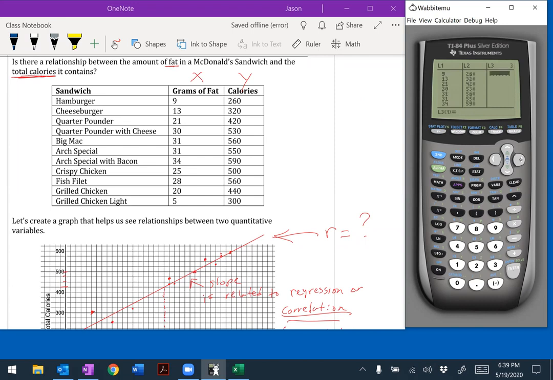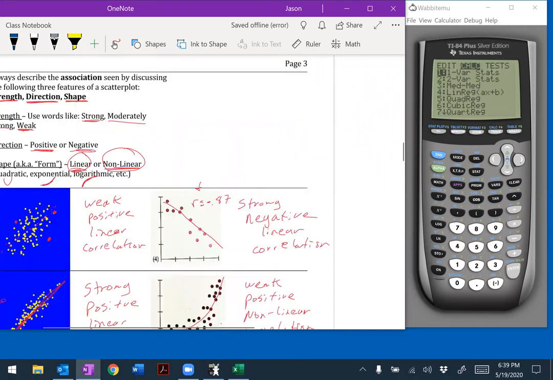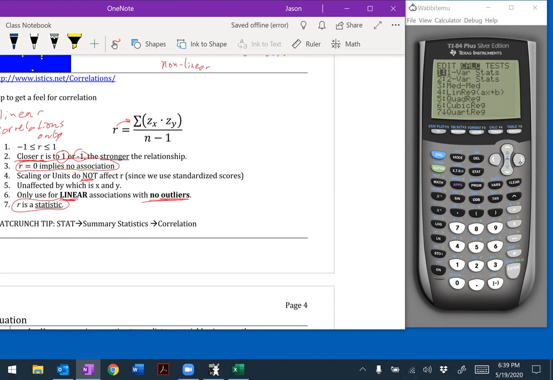So what I'm going to do now is go to stat, and calc. How do I get my regression correlation coefficient? On the TI-84, we go to stat calc, and then down to linear regression, which is 4. Linear regression. And I'm going to hit enter.